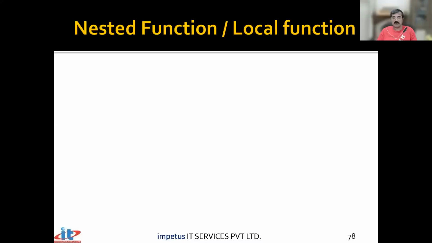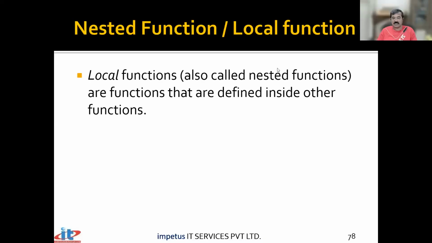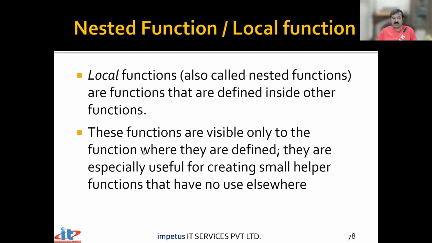We also call it a local function. Local functions, also called nested functions, are functions that are defined inside another function. Simple: one thing inside another. These functions are visible only to the function where they have been defined. So inside function A, if I define function B, only function A knows about the existence of B. It's local. Its visibility is low, like a local variable. It's visible only within the function in which it has been defined, not outside.